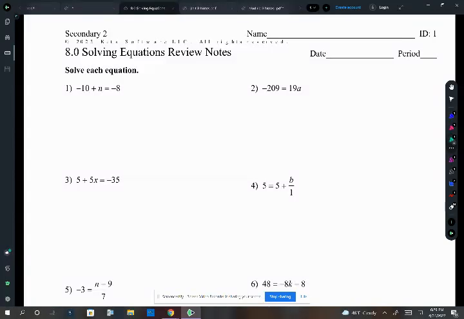All right, so 8.0, we're just going to review solving equations real quick, just so that we're ready. A few of you seem like you struggled a little bit when we were doing this on the Unit 7 test. So as we look, remember that the first four, those should be really easy for us. So we'll go through those fairly quickly.